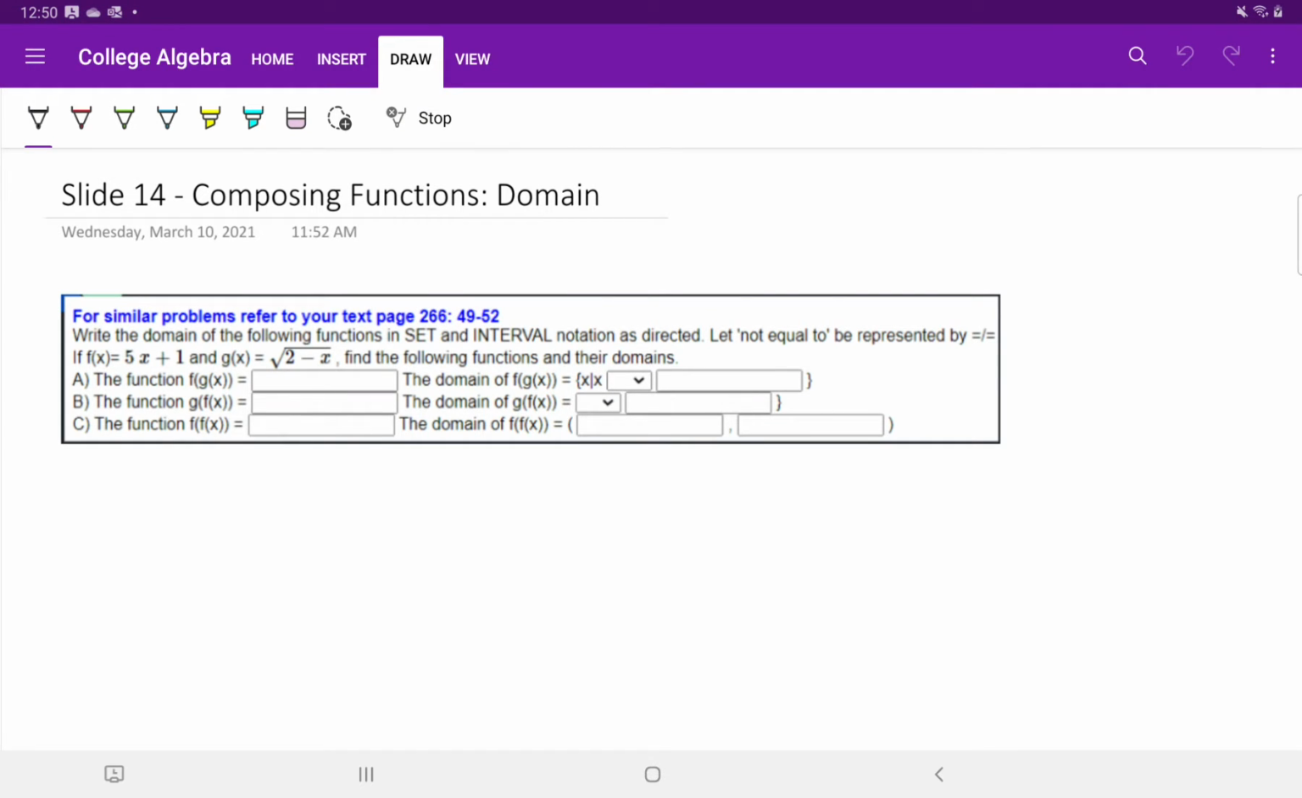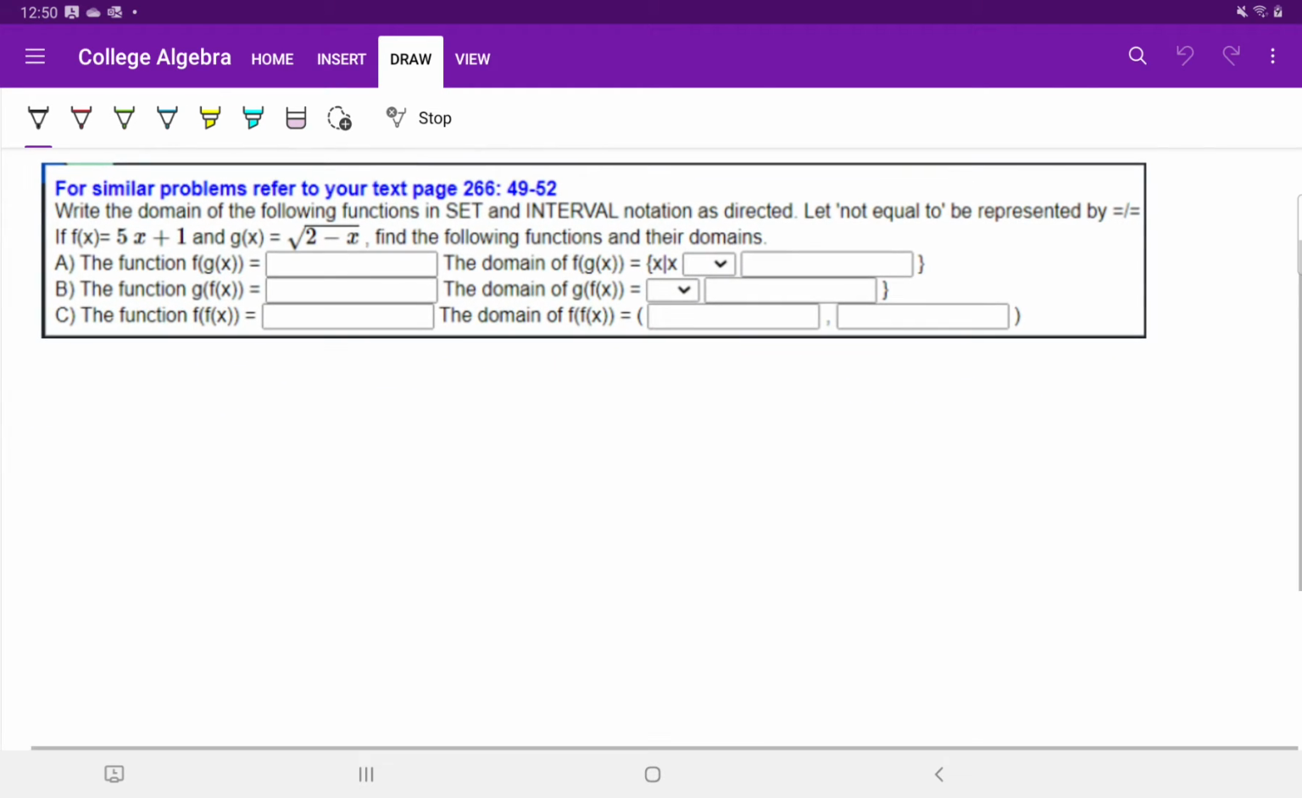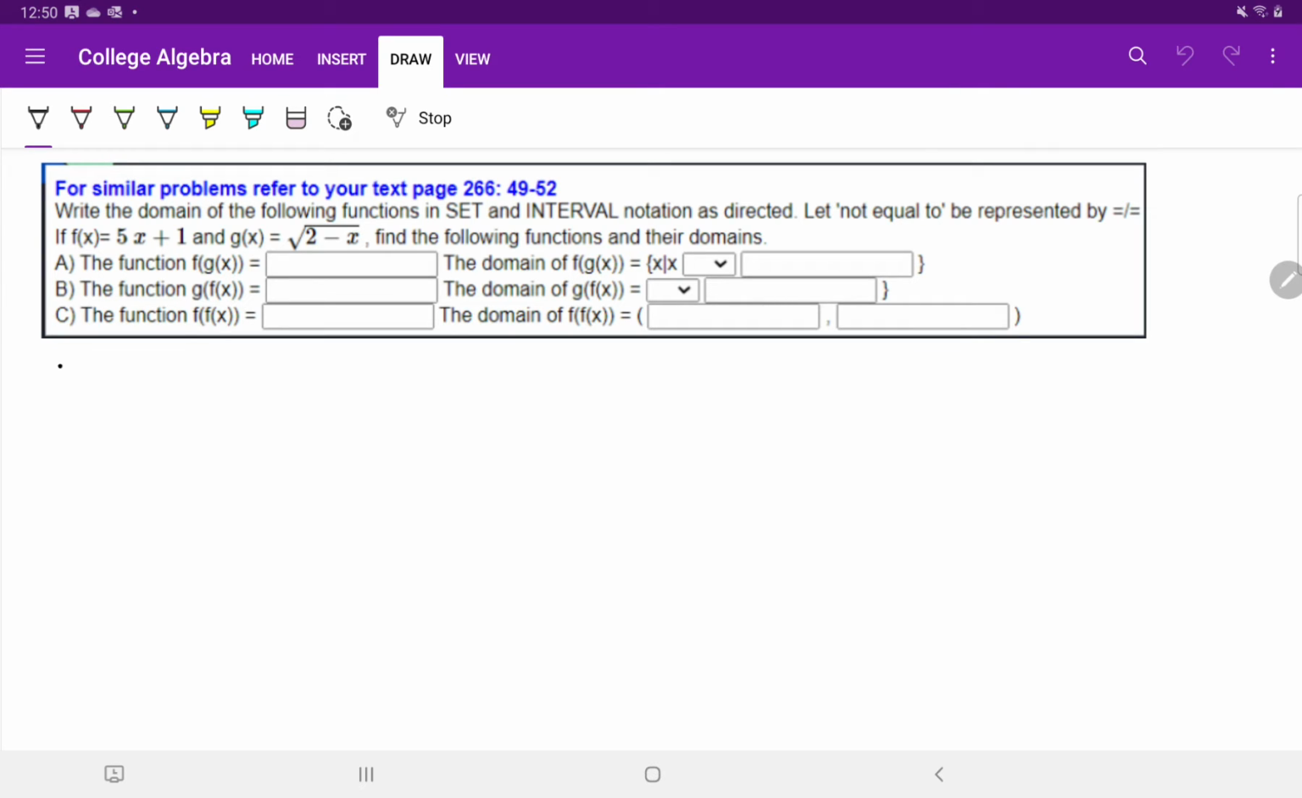Multi-part problem, we're going to be taking composites of f of x and g of x, and then finding the domain of each composite. So for part A, we are looking for f of g of x. So I'm going to start by rewriting f, but instead of writing f of x, I'm going to write f of blank. So everywhere in this problem where there was an x, I'm just putting a blank. Inside that blank, we want to put g of x.